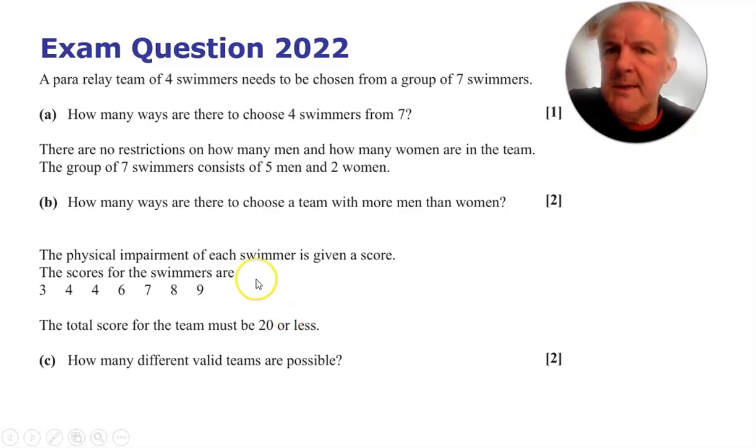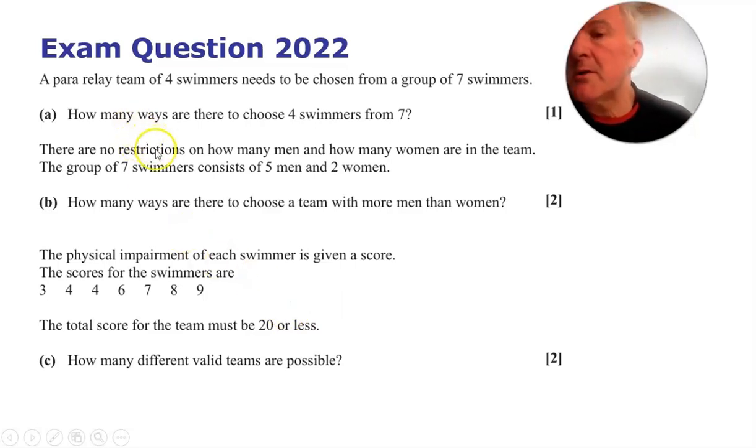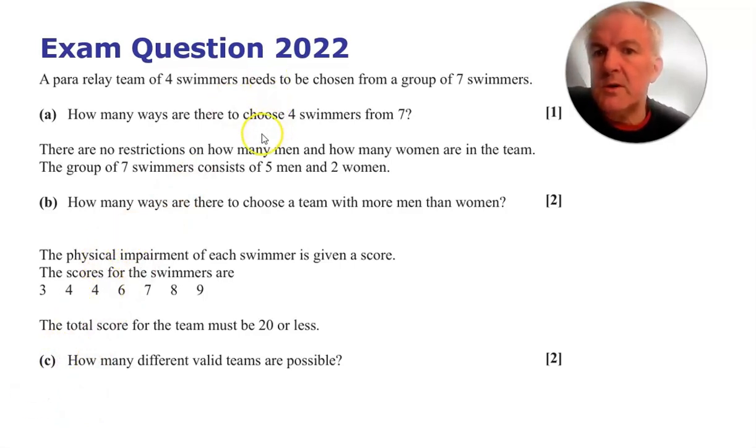Now, please bear in mind, this is actually a proper decision question. It's not from the A-Level Statistics module. This is taken from the 2022 paper from the Discrete. So it's important that you realize these questions do come up.